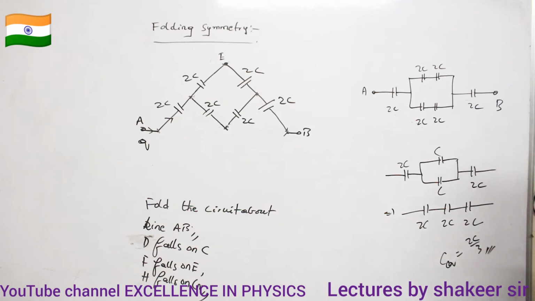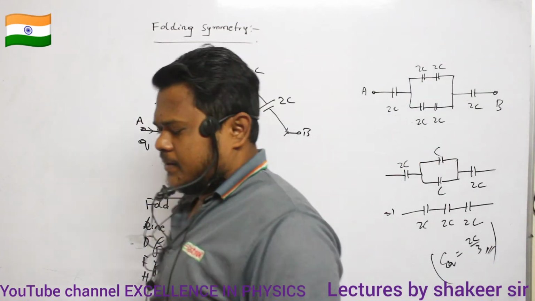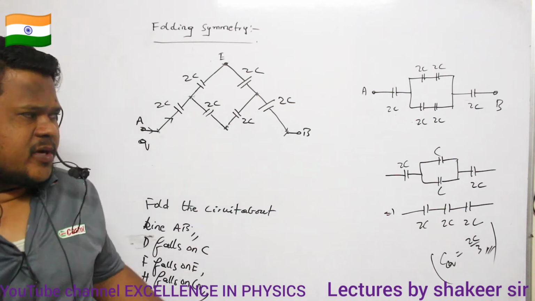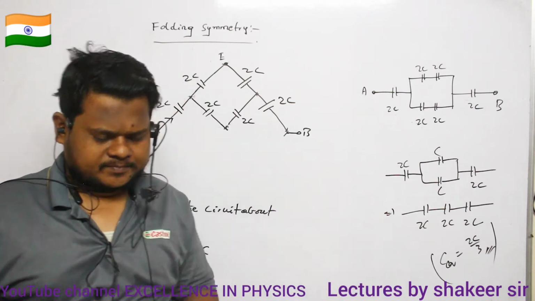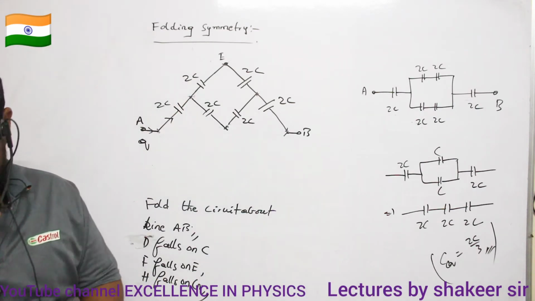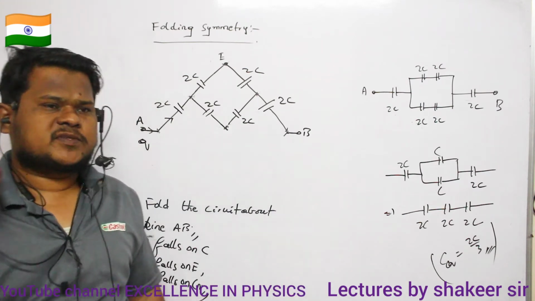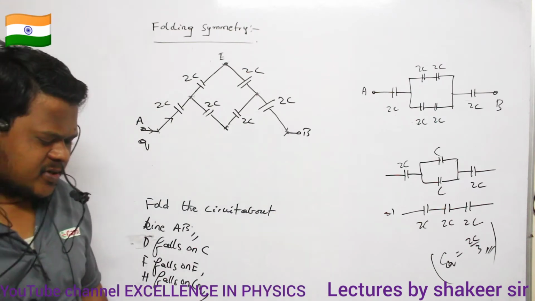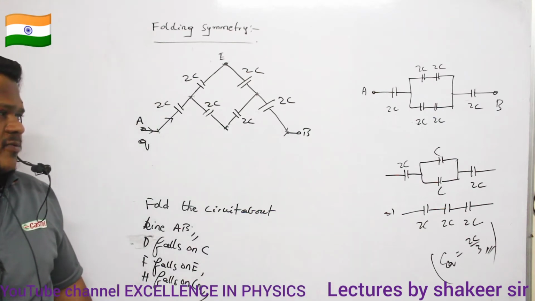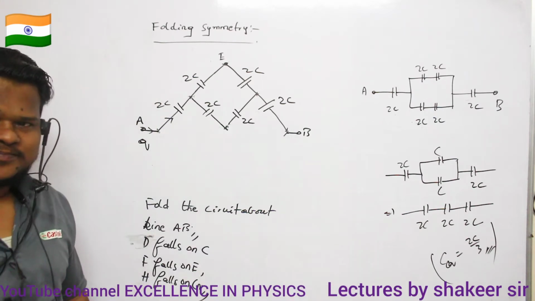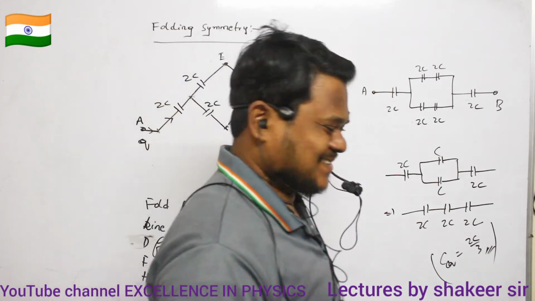So this was the same answer which I got previously, no? Clear? By connecting equipotential points also, I got the same answer or not? 2C by 3 only, no? So this is also very easy. So which one is easier? Connecting equipotential points is easier, or folding is easier? Which one is easier?